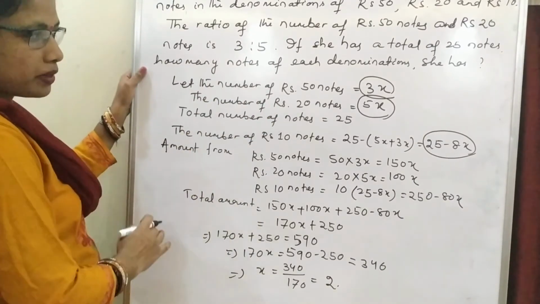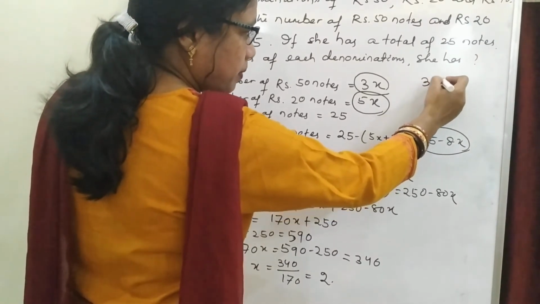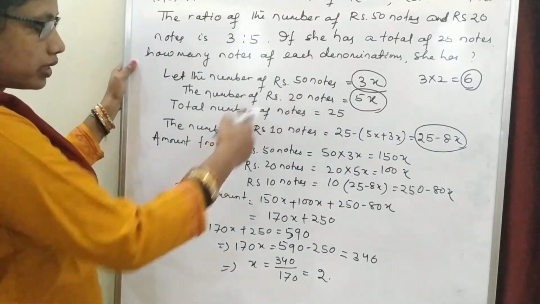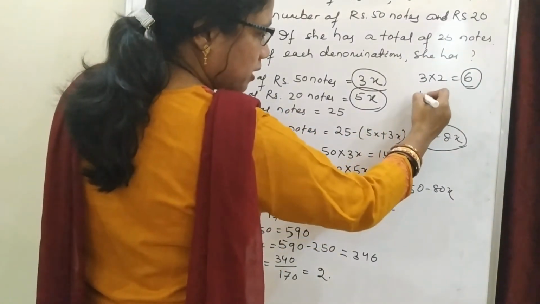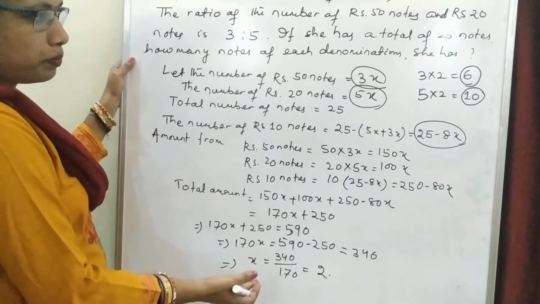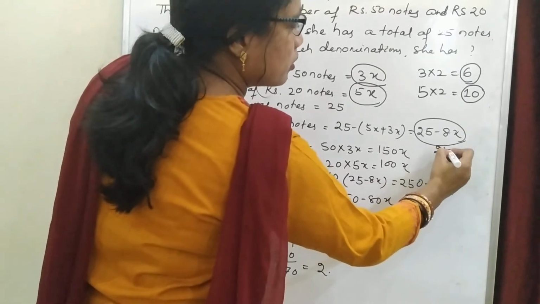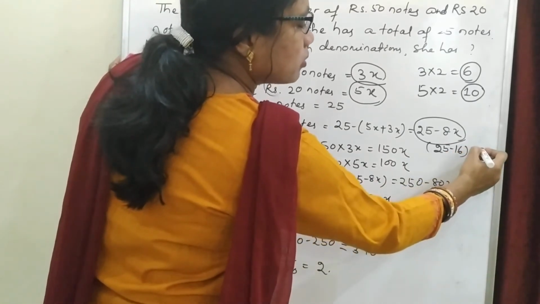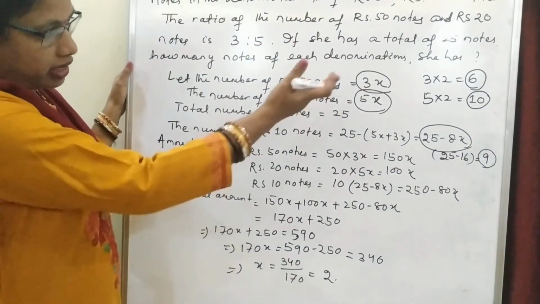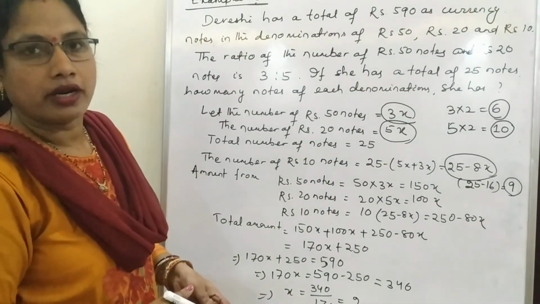But what is the number of 50 rupees notes? This is 3x. So the number of 50 rupees notes is 3 multiplied with 2, that is equal to 6. Then what is the number of 20 rupees notes? 5x, 5 multiplied with 2 is equal to 10. Then what will be the 10 rupees notes? 10 plus 6 is 16, so the number of 10 rupees notes is 25 minus 16, which is equal to 9. So 9 is the number of 10 rupee notes. You can check the answer by putting the amount for each denomination, and their sum will be rupees 590.